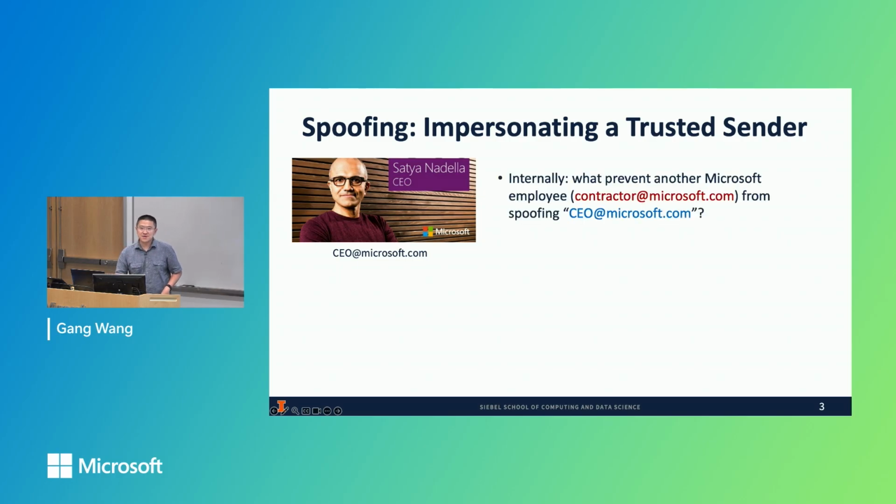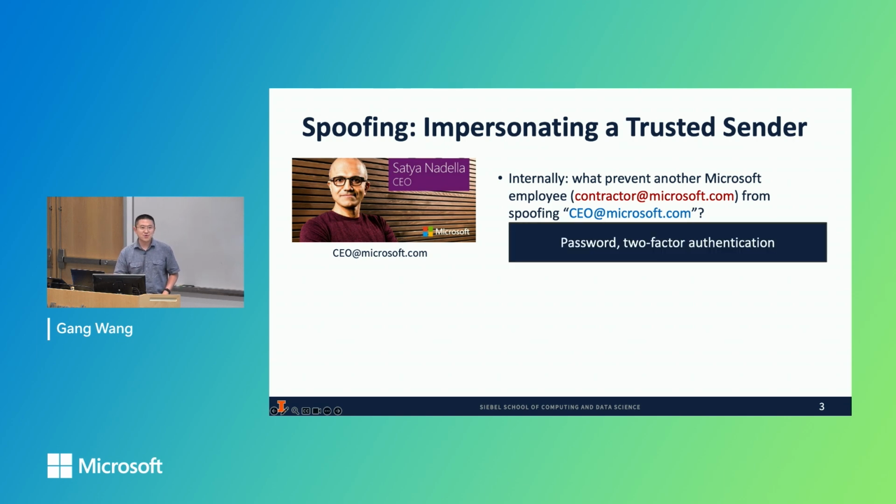The first scenario is, let's say the attacker is internal. Let's say an intern, some of you are interns, or a contractor that actually has access to a legitimate Microsoft.com account. So what prevents any Microsoft employee from spoofing the CEO's address? The answer hopefully is pretty obvious. You don't have the CEO's password, and you also don't have their two-factor authentication. So that's covered.